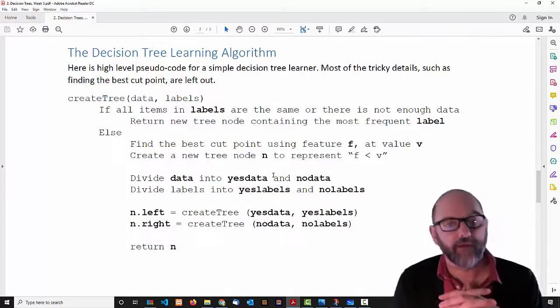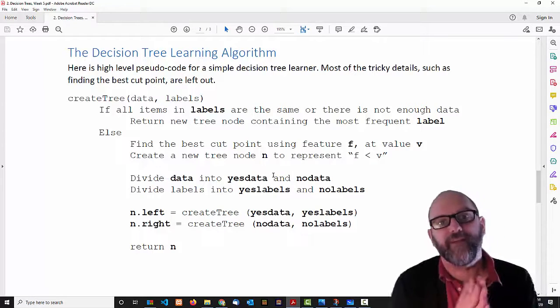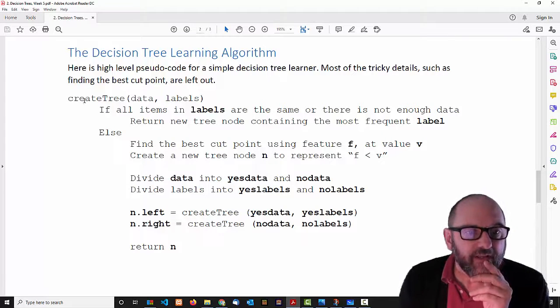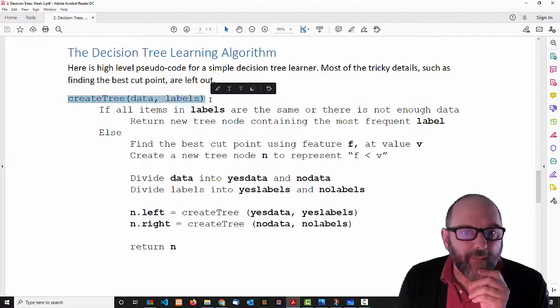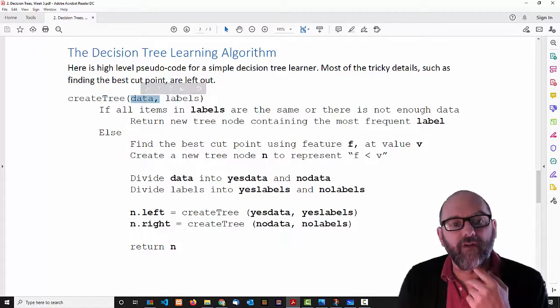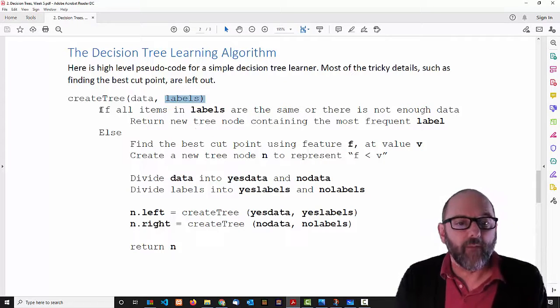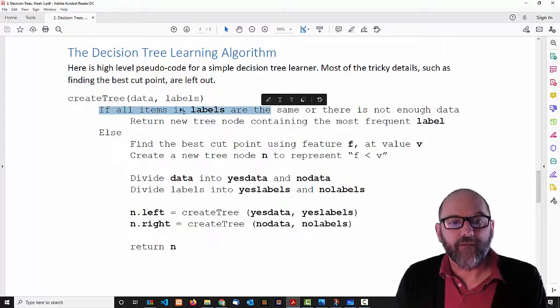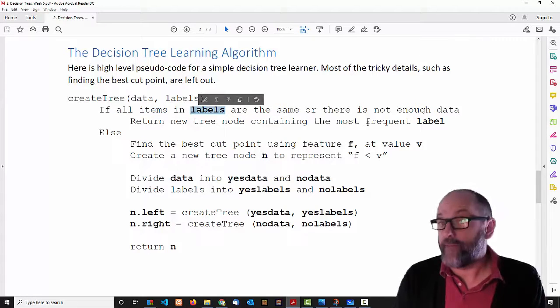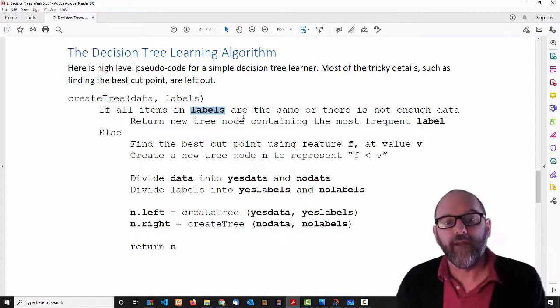Okay, here's the learning algorithm, if you wanted to try and implement it on your own. Imagine we have a create tree function. This is written in pseudocode. It's not in Python. We give it a two-dimensional array of data and then a one-dimensional array of the labels that go with that data. What we do first is our stopping condition. If all the items in the labels array are the same, so if everything's versicolor in this data set, then return a tree node just containing that label. So you return a tree node that just has the label versicolor.